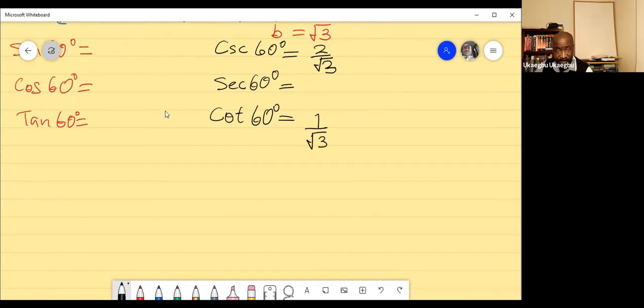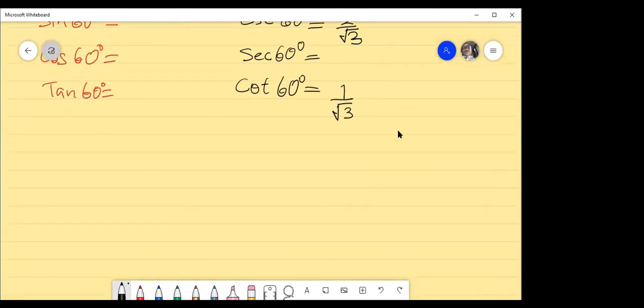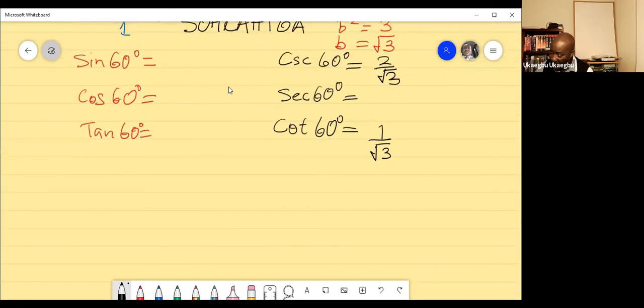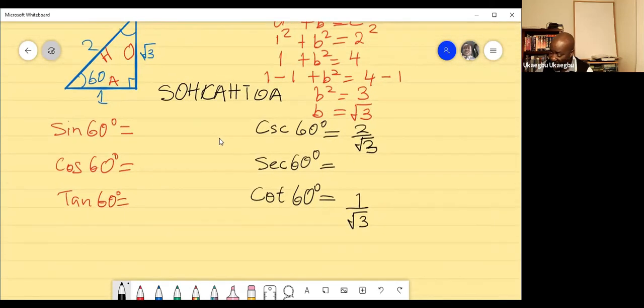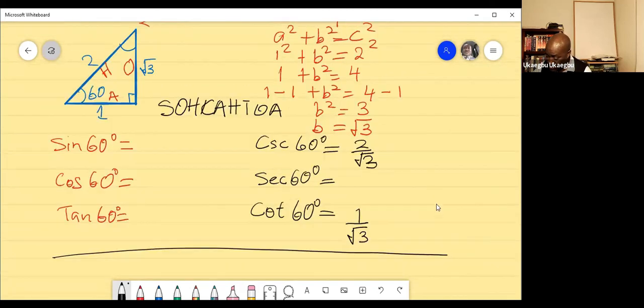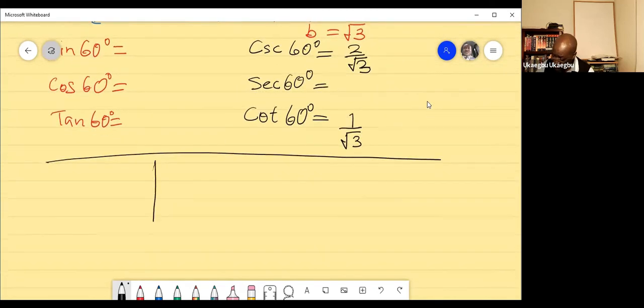Okay, so make sure, guys, that you completed the other ones. So now let's move on. And now I am going to say we can redraw the diagram to do for 30 degrees. So just draw the same diagram, and instead of focusing on 60, now you are focusing on 30 degrees. And this is still 2, this is still 1, and this is still square root of 3.